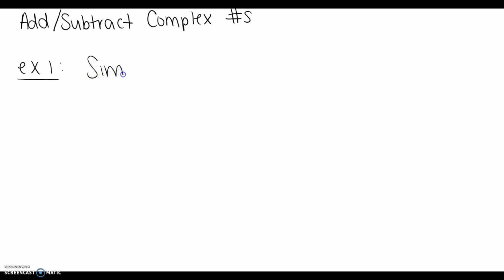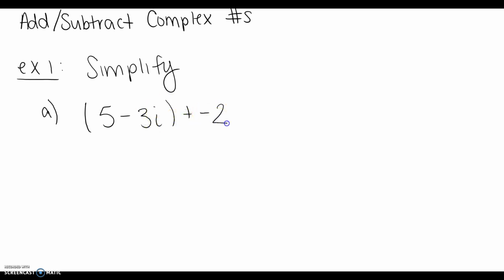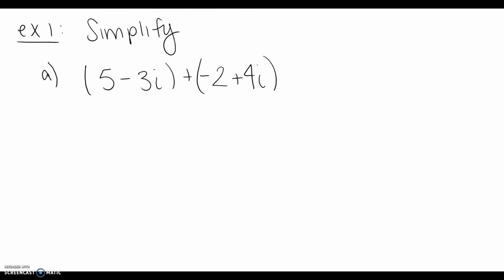Simplify. So we'll do adding first. 5 minus 3i plus -2 plus 4i. So if you remember from Algebra 2, adding is just like adding with x's. So you're just going to combine like terms. So we have a 5 minus 2, which is 3. And then we have a -3i plus 4i, so that's going to be plus i, and we are done.